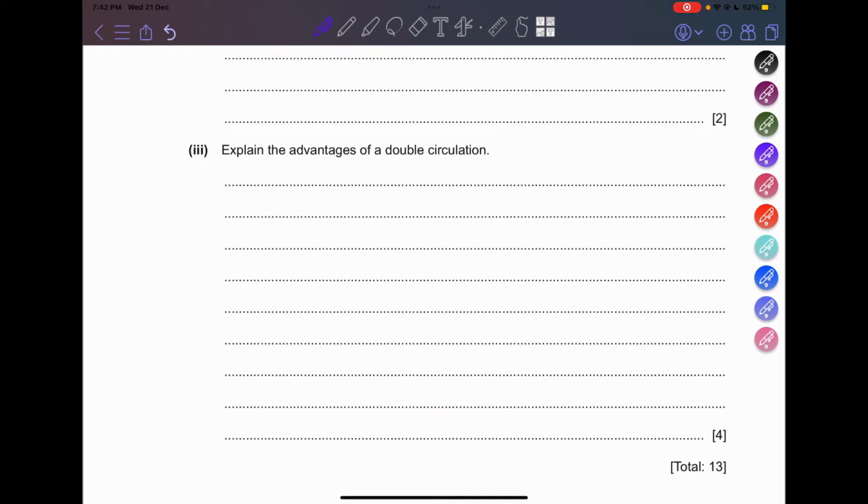You can also say that it will allow more time for gas exchange. There are a lot of points; there are 11 points in the mark scheme. You can choose any of them.